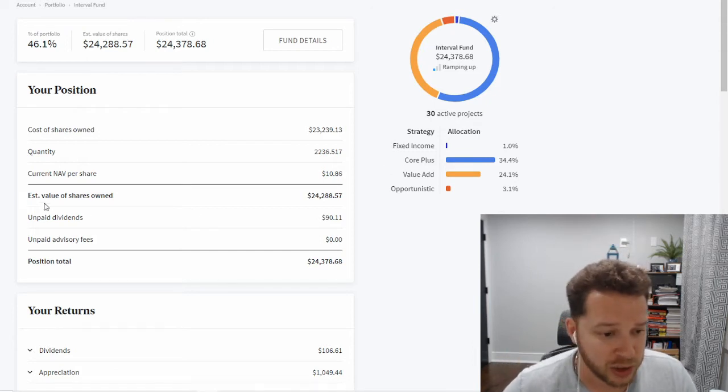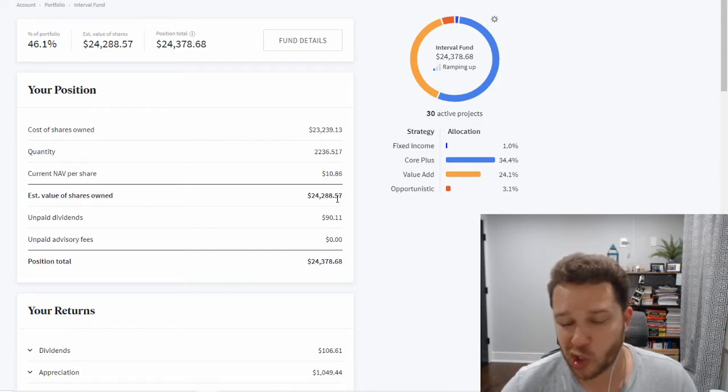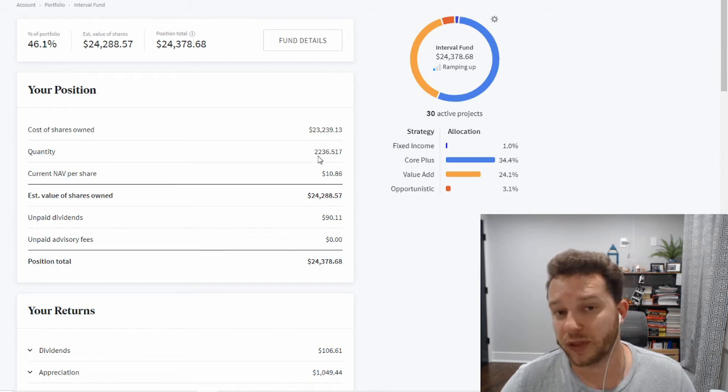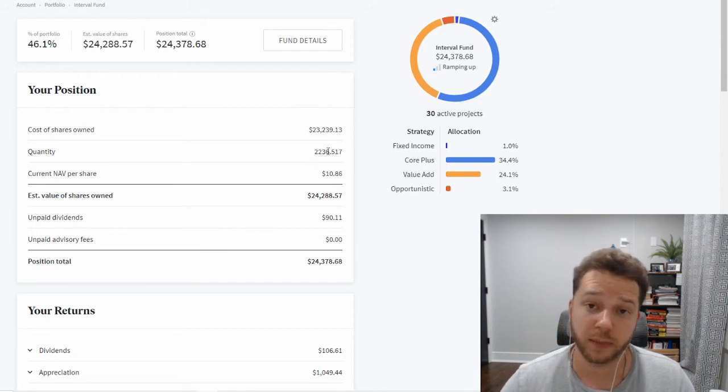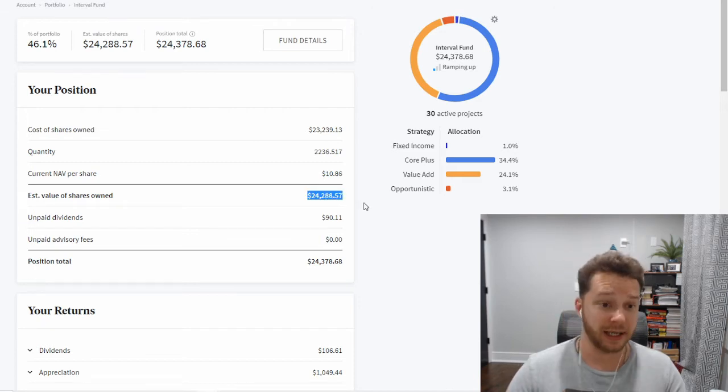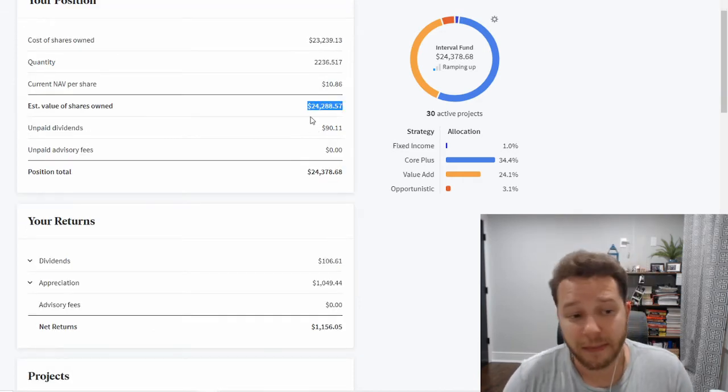So let's go to the next part here. Estimated value of shares owned. So this is what happens. So we could see the current price per share is $10.86, and I have 2,236 shares. If you multiply these two numbers together, you will get this 24,288. So then, if you do some math, right?